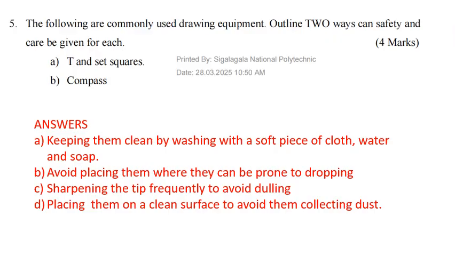The construction of this sentence is not very correct. Outline 2 ways safety and care can be given for each. I think we get the meaning, even though there is some word misplacement. So A is T-squares and set squares.